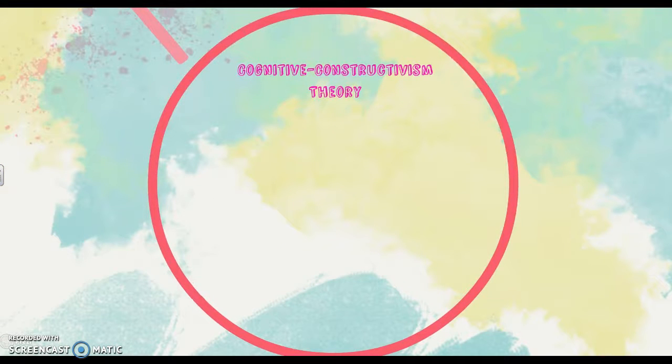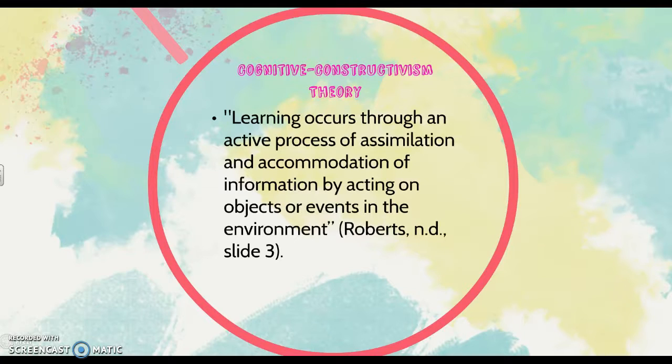The literacy theory that we will be focusing on is the Cognitive Constructivism Theory. This theory focuses on the idea that all learning occurs through an active process of assimilation and accommodation of information by acting on objects or events in the environment. Assimilation, meaning acquiring or gaining knowledge, and accommodation, meaning where to put that new knowledge gained. In other words, learning occurs through experiencing events and activities.